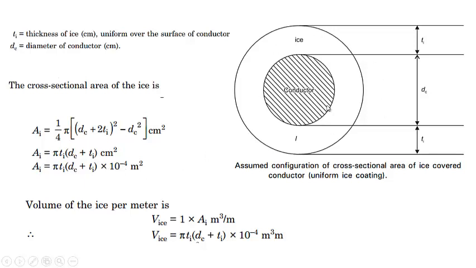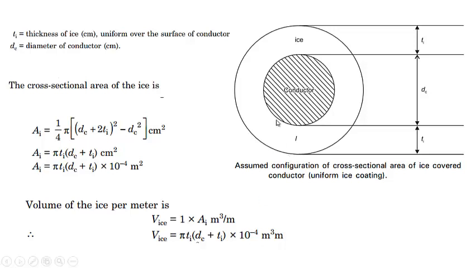So the volume of this ice, since this is a cylinder, will be equal to pi r square h or pi d square by 4 into h. Since we have calculated the area already, we can say A into h, where h is the length or height of this cylinder. We are assuming this length of the cylinder to be 1. So volume will be equal to this 1 multiplied by this area, meter cube per meter. So this volume will be equal to pi into ti (dc plus ti) into 10 to the power minus 4 meter cube per meter, because we are using only 1 meter of the length. So this is the volume.